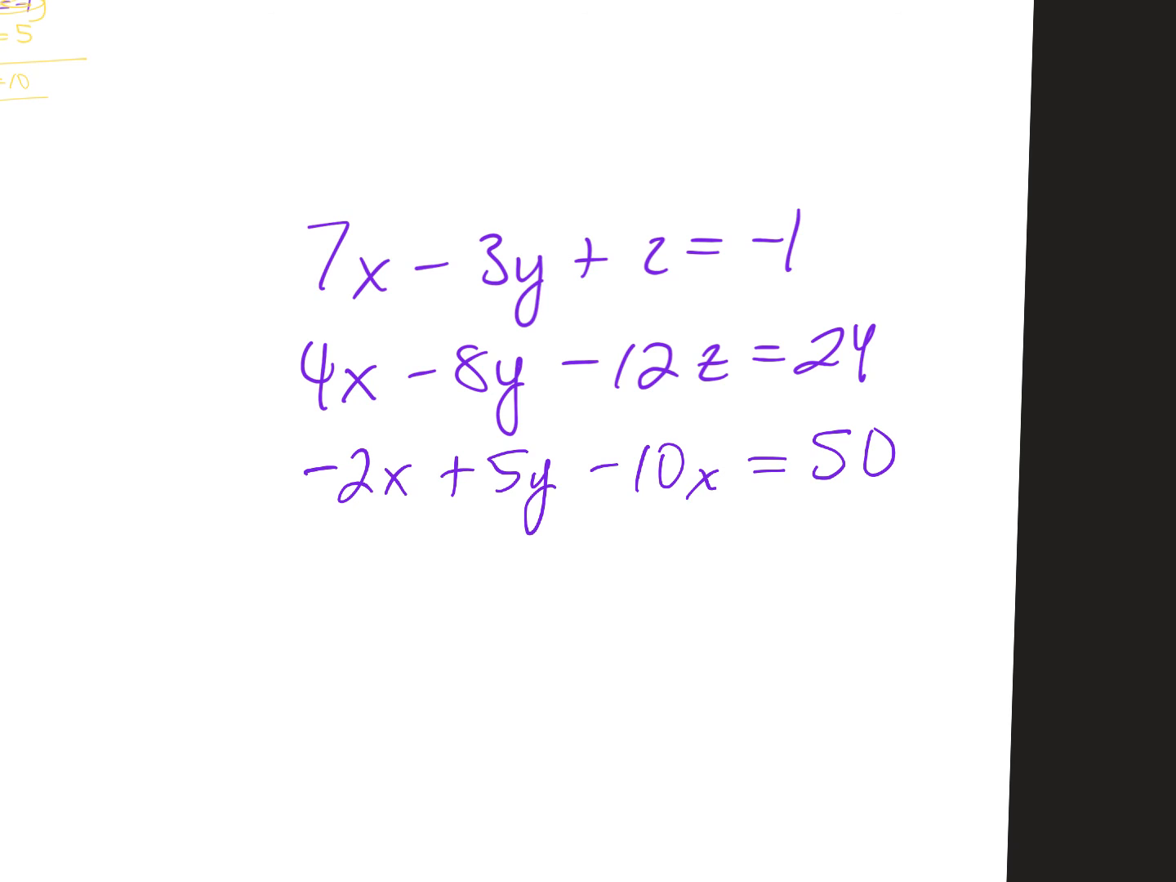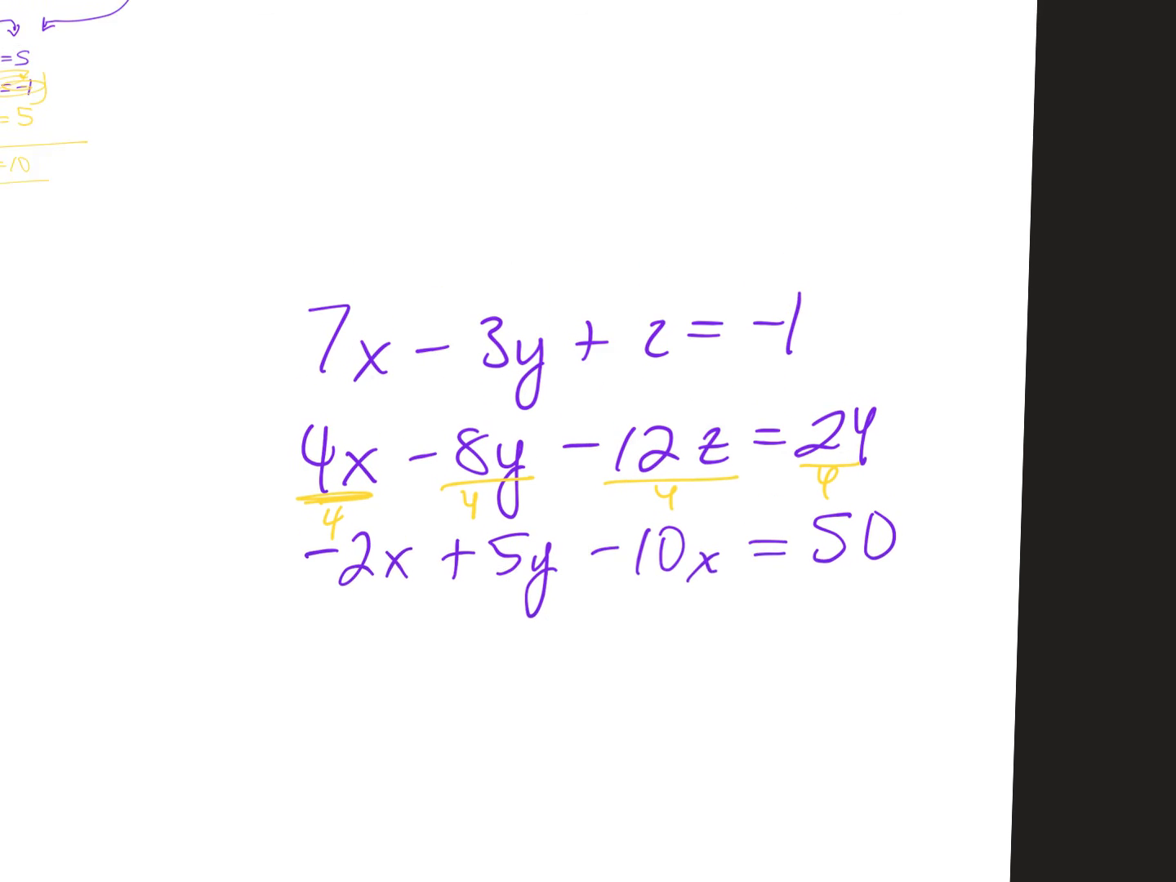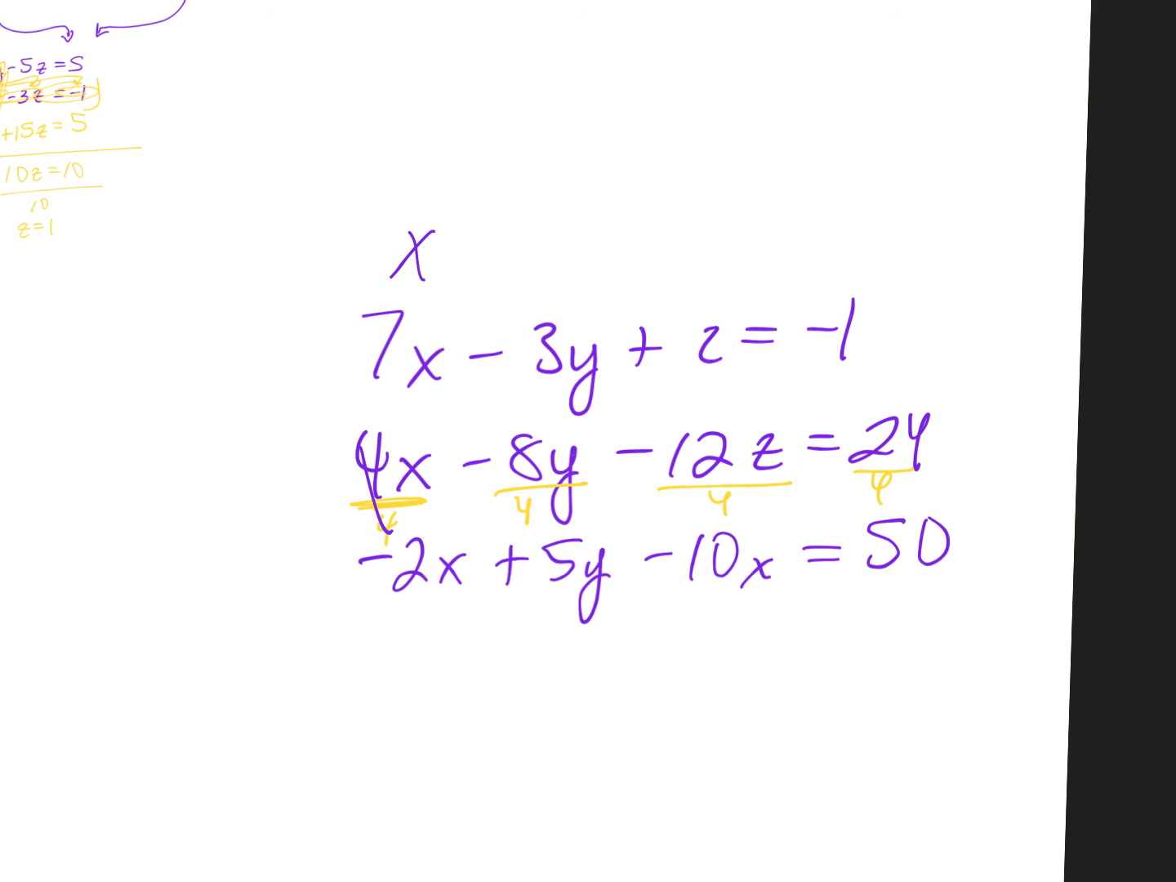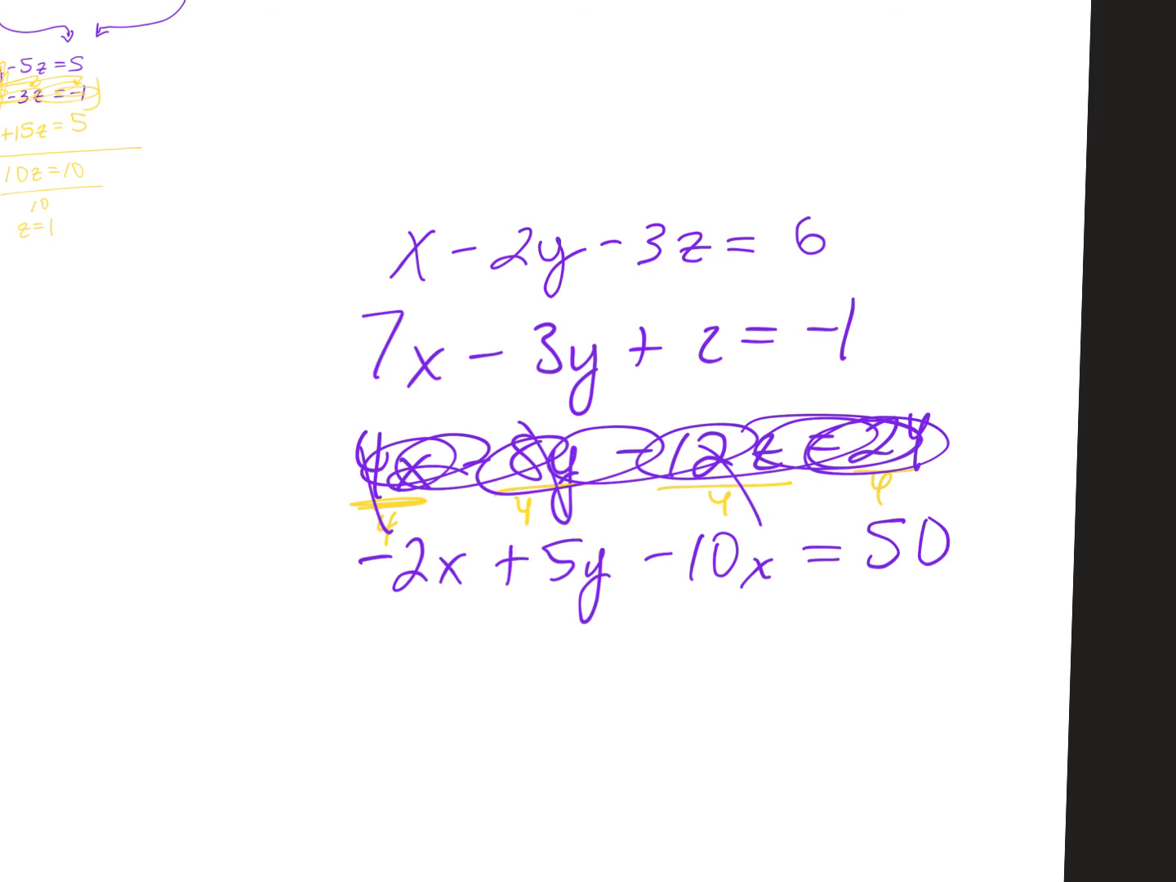If I took that second equation and I divided every term by 4, watch. Divide by 4, divide by 4, divide by 4, divide by 4. This equation becomes x, what? Minus 2y minus 3z equals 6. Do I now have a positive 1x where I could go about and solve this problem? Yes. So don't just say, oh, none of them has a positive 1x, I can't do anything. That's not necessarily the case.